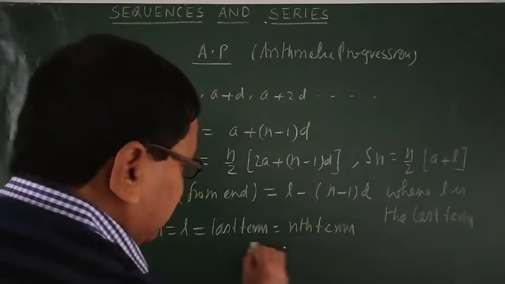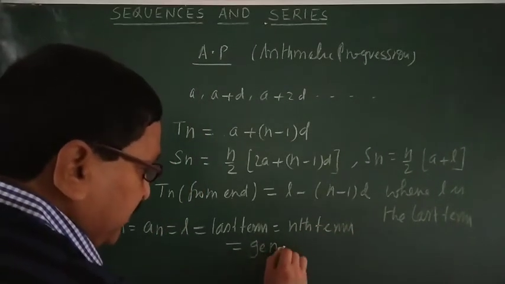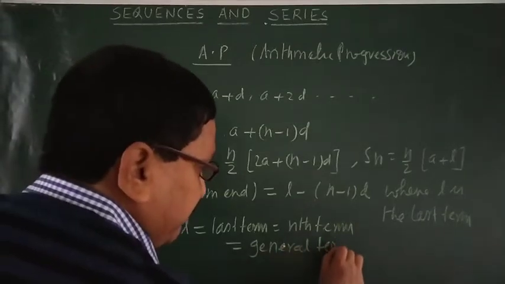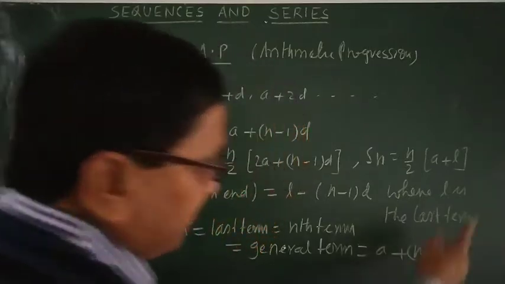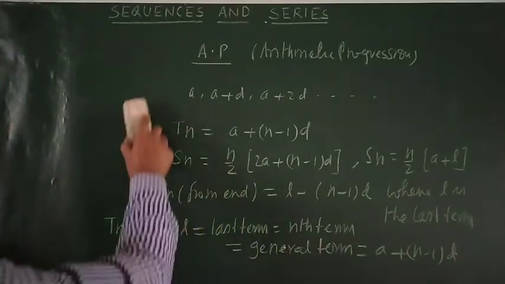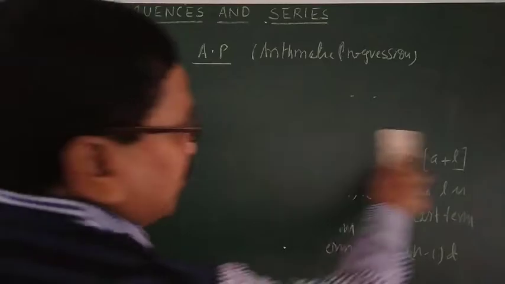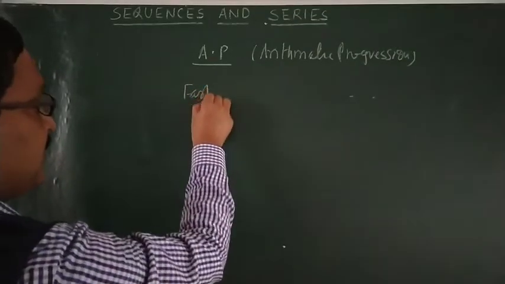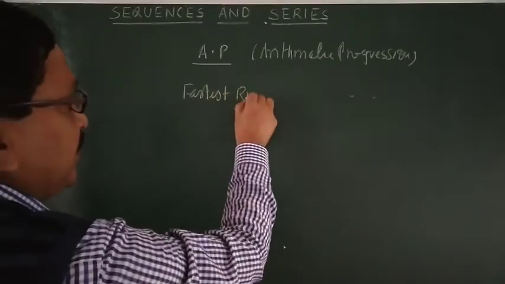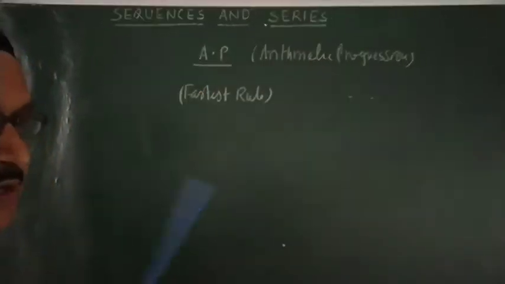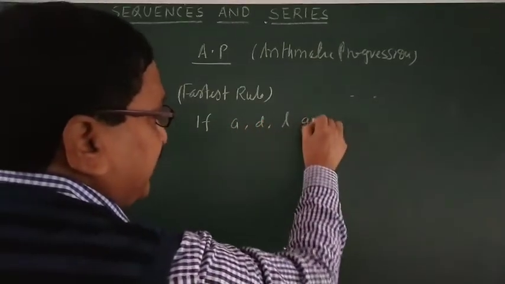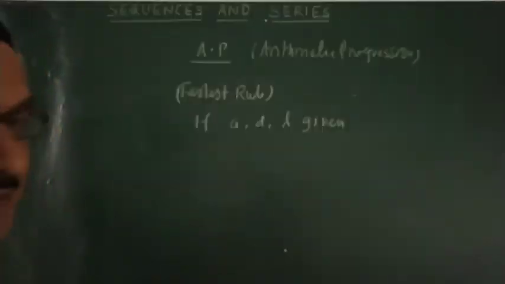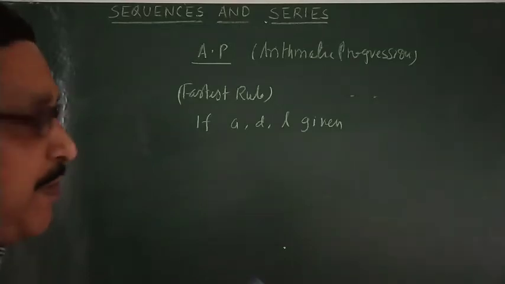And this is also called the general term, and the formula for it is a plus (n minus 1)d. In 5 ways you can write this. After that, I am going to give you the additional fastest rule of AP. If A, D, L are given, you can do the problems too fast.